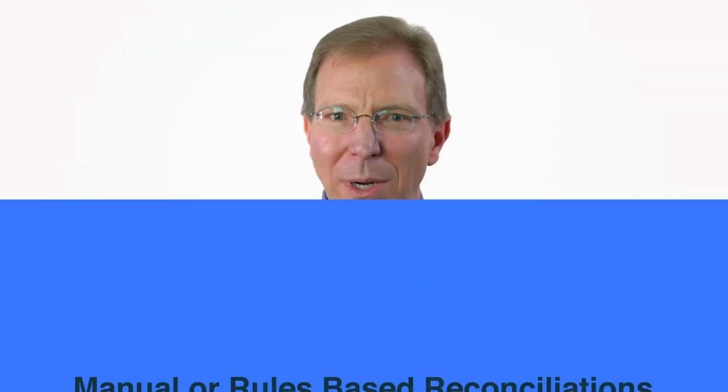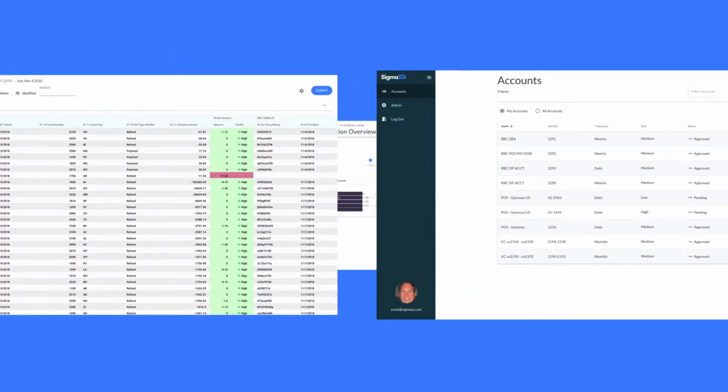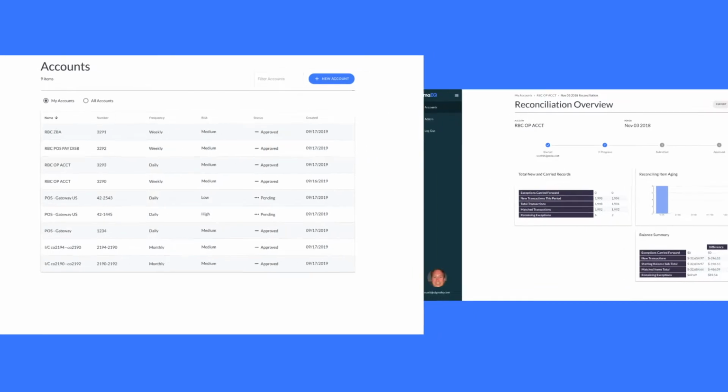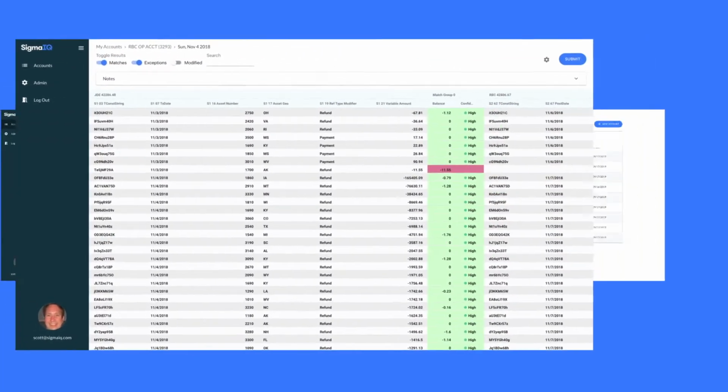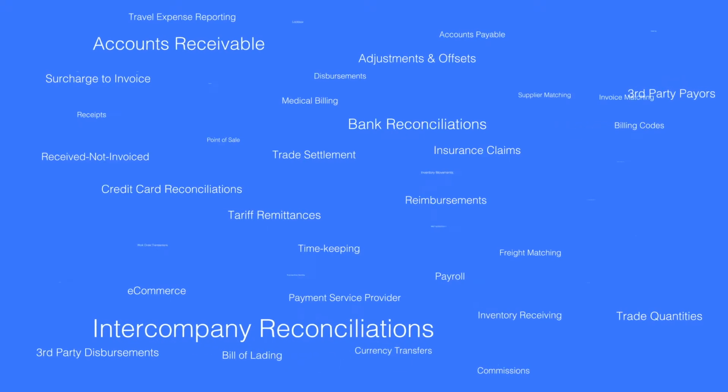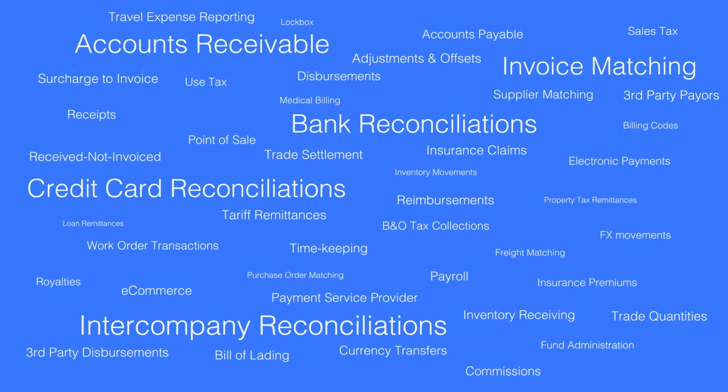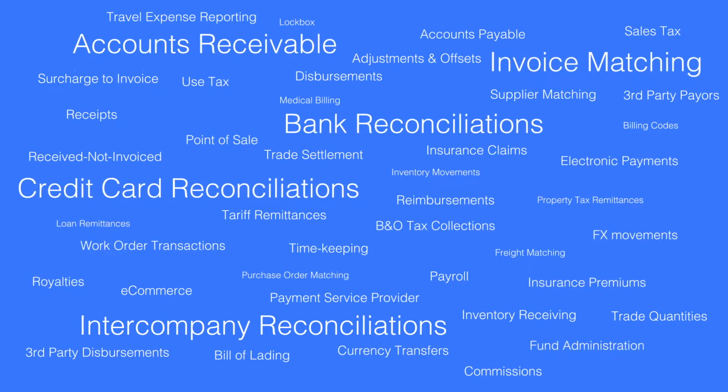What if software could quickly and easily match transactions with high accuracy and at scale? This is why we built Sigma IQ. Our platform is a new approach to account reconciliations, using advancements in artificial intelligence and hosted software. Sigma IQ is data source and data format agnostic, so we can reconcile hundreds of different types of accounts.